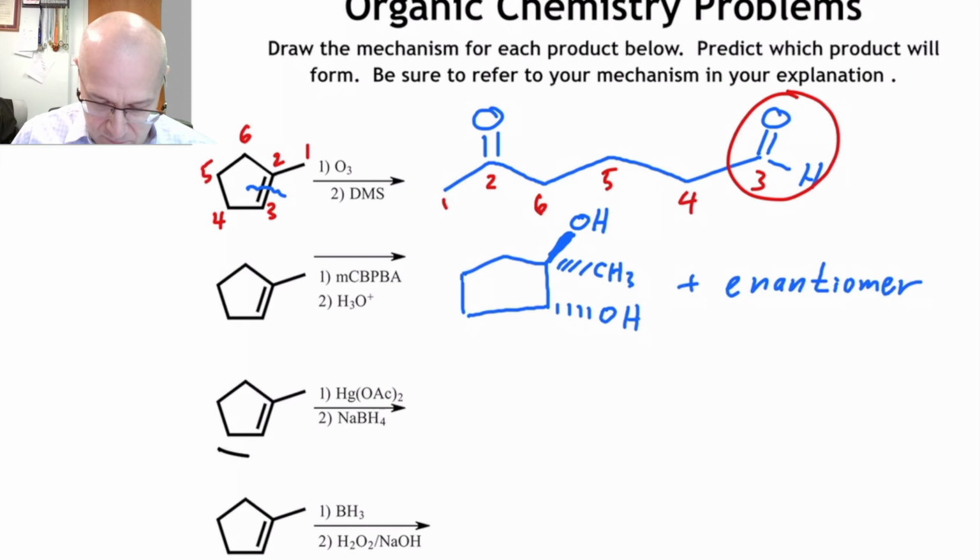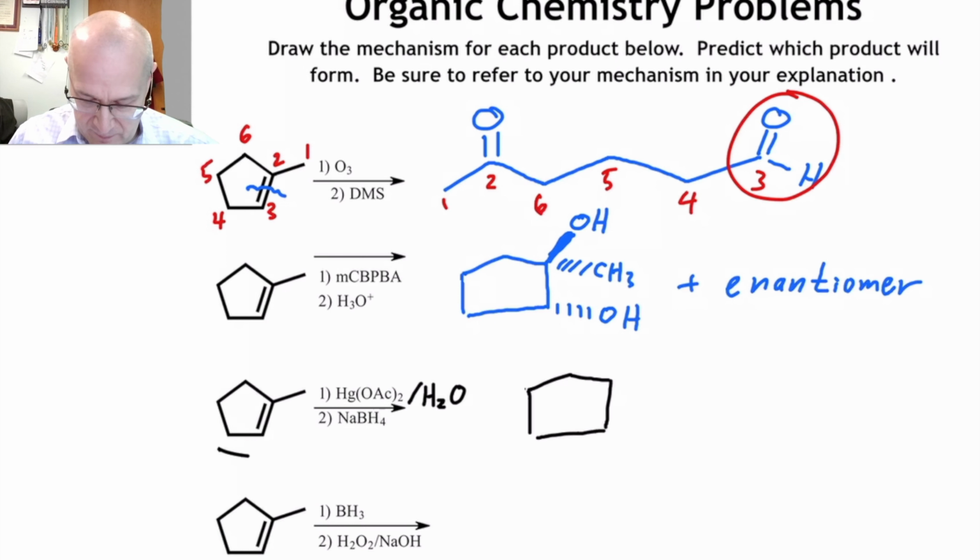This one, we have mercuric acetate. Should be water in there as well. So mercuric acetate in the presence of water, and then sodium borohydride. Well, the answer to this question will be the alcohol. Very simple.